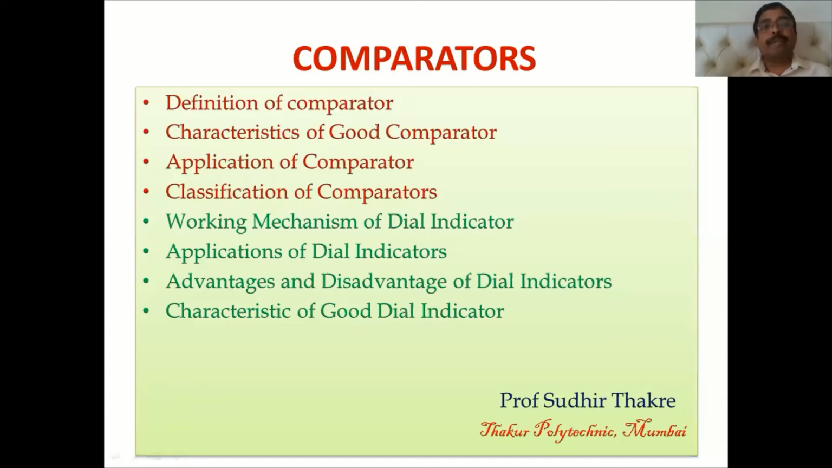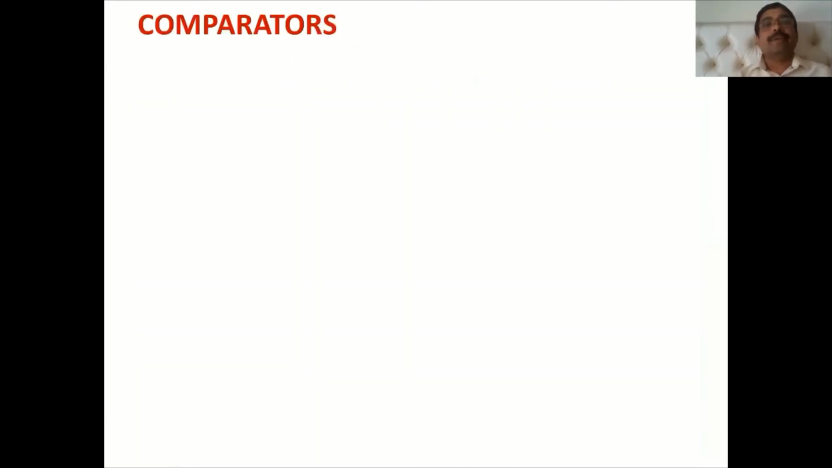Hello friends, today we'll go for the new topic, that is comparators. In that we'll discuss many parameters: the definition, characteristics, application, classification, then the working mechanism of dial indicator, application of dial indicator, advantage and disadvantage of dial indicator, and the last, that is the characteristics of the dial indicator.